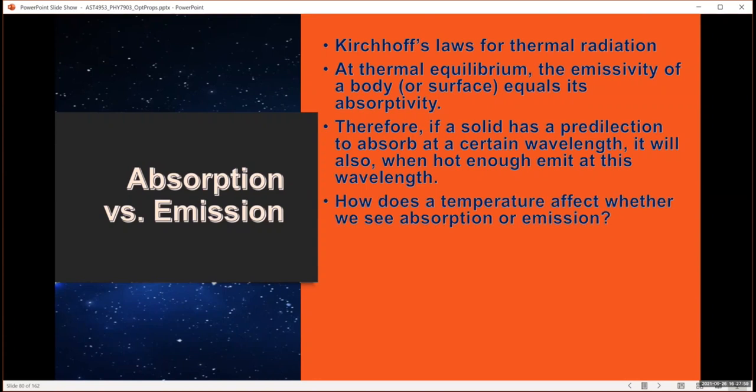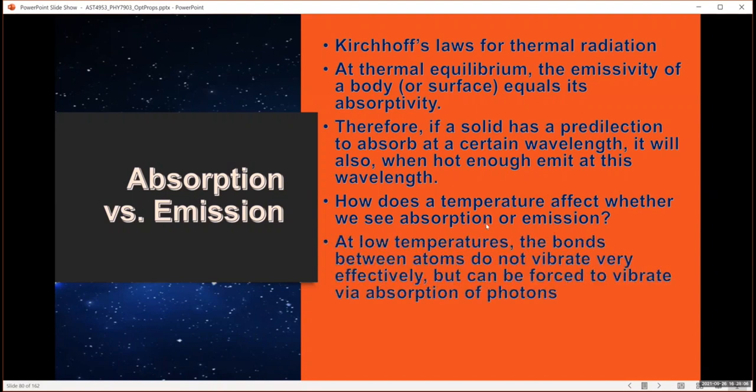How do we know whether we're going to get absorption or emission? Well, that again depends on temperature, just like it did with electrons in an atom. At low temperatures, the bonds in between the atoms are not vibrating very well. So as the electric field of the light hits them, the atoms will be forced to vibrate, and they will vibrate most effectively where there is a resonance with the light. And so they will absorb those photons most effectively.